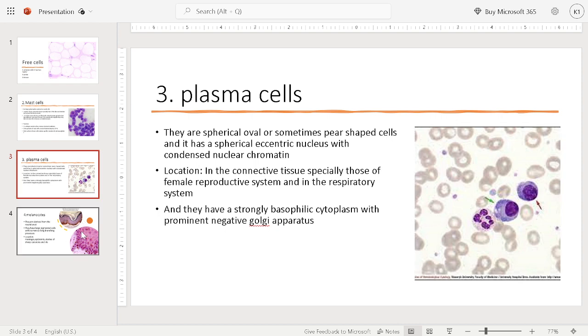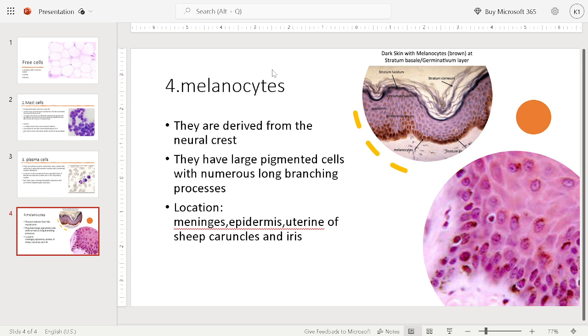Okay, so melanocytes are found where? They are derived from the neural crest. They have large pigmented cells with numerous long branching processes, and the location they are found in is the meninges. So where are the meninges? They are in the brain. Okay, they are located in the brain, in the back part of the brain. You will study it in anatomy.